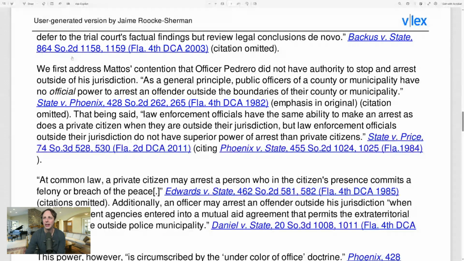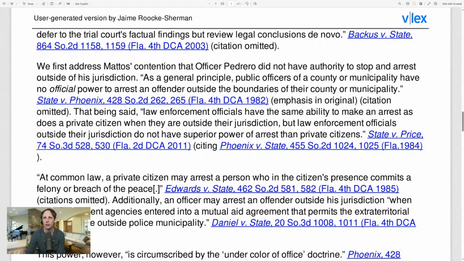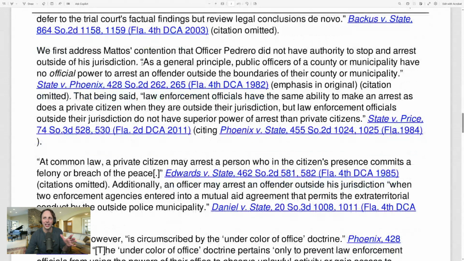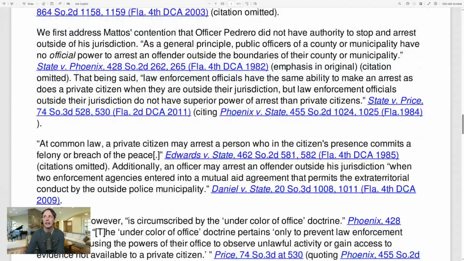We first addressed Matos' contention that Officer Pedreo did not have authority to stop and arrest outside of his jurisdiction, right? So now we're looking at the authority aspect. Could the officer make an arrest of someone outside his jurisdiction? As a general principle, public officers of a county or municipality have no official power to arrest an offender outside the boundaries of their county or municipality, right? So this we were talking about before: a police officer, in and of their own police powers, can't use that power technically outside of their legal boundaries, the county or municipality where they're an officer.